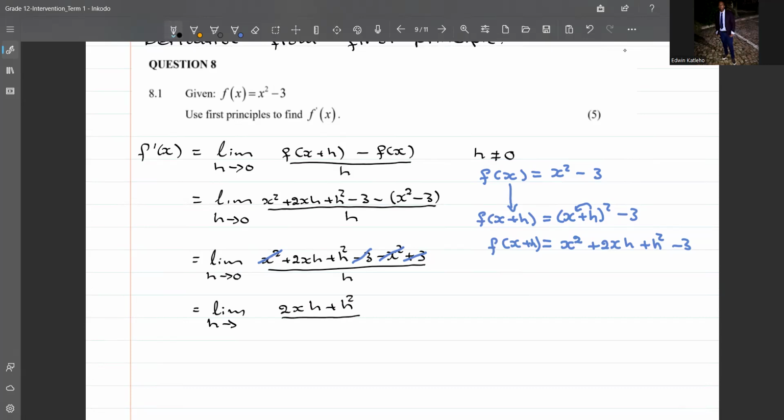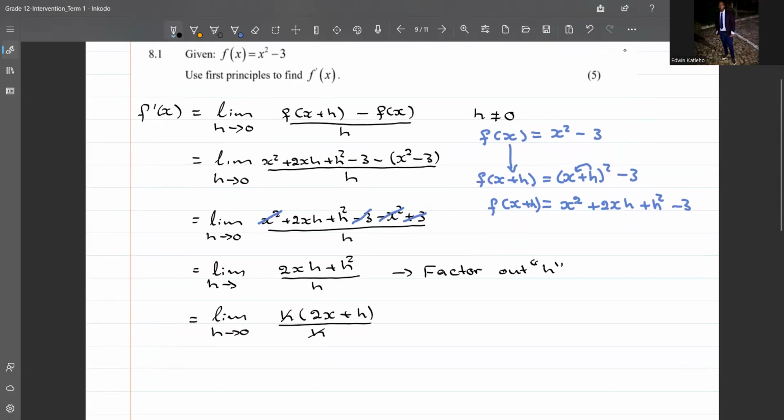Now, when you get to this step, you then have to factor out h. The main reason is to eliminate this h as a denominator there. Now, you write limit h tends to 0. Factor out h, you're left with 2x plus h, divided by h. Now, h will cancel h.